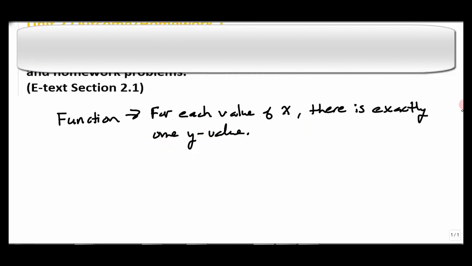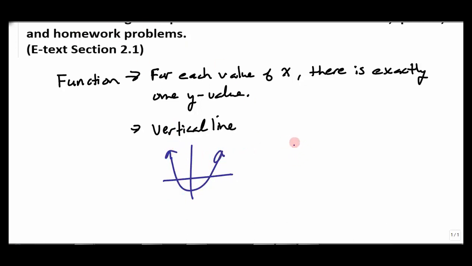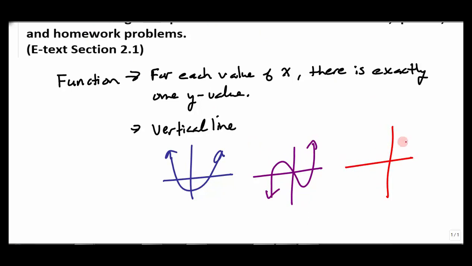We can also talk about a function by testing a graph to see if it passes the vertical line test. So if we're given a graph of a function, let's go ahead and look at a few here. Let's say we're given a parabola. We could also be given something like a third-degree polynomial. And maybe for our last one here, we'll be given a parabola that opens on its side.